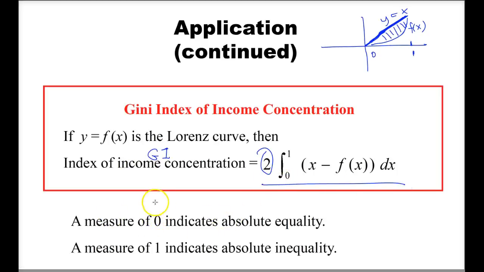And of course, a measure of 0 indicates absolute equality, meaning that the area in between this curve and this curve is nothing. So it's essentially the line y equals x. And a measure of 1 means absolute inequality, meaning that we're riding along the x-axis here until we get to 1, and then it all goes to one family there. So this is what we're going to be looking at to be able to answer the question that we have.